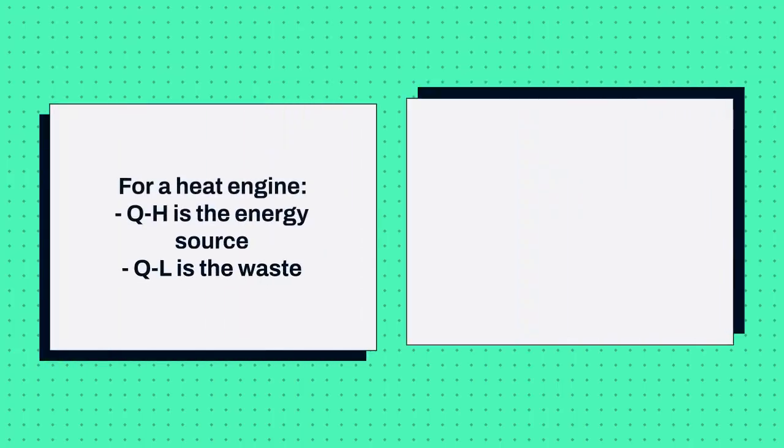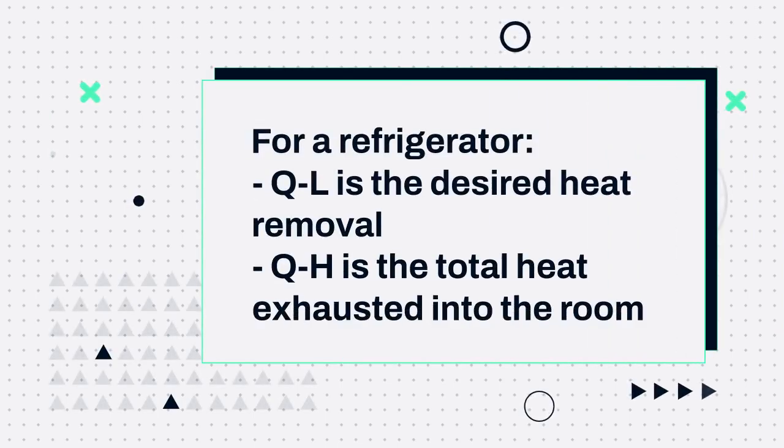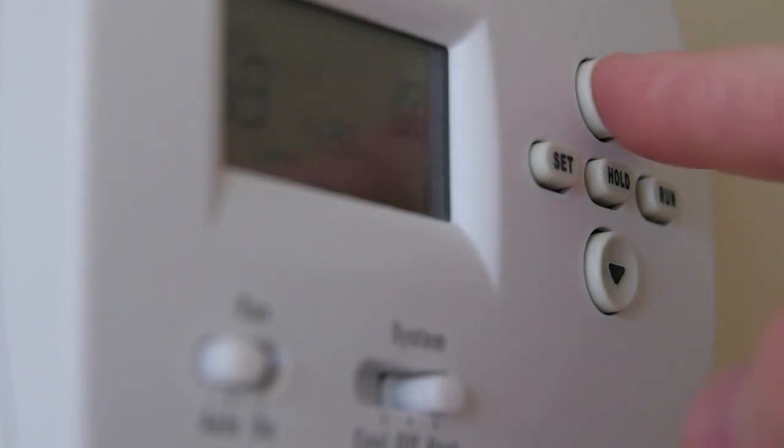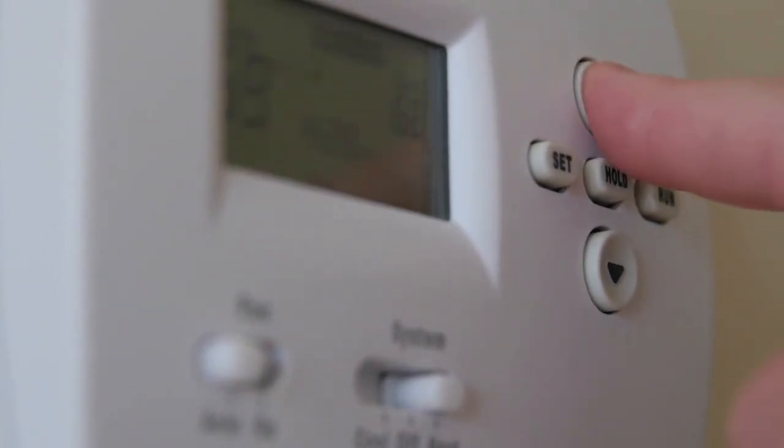So, in summary, for a heat engine, QH is the energy source and QL is the waste. For a refrigerator, QL is the desired heat removal, and QH is the total heat exhausted into the room. It all depends on whether you are using heat to create work, or using work to move heat.